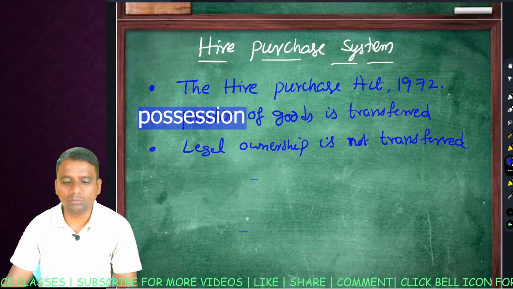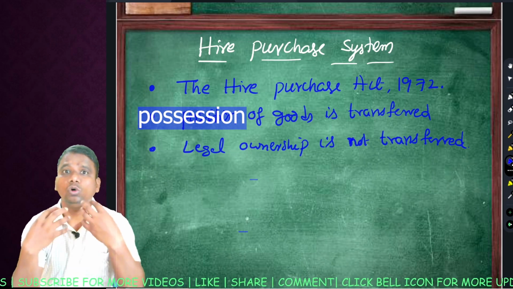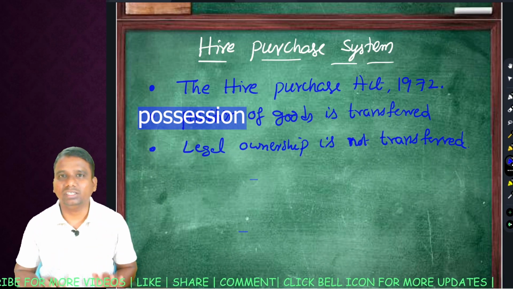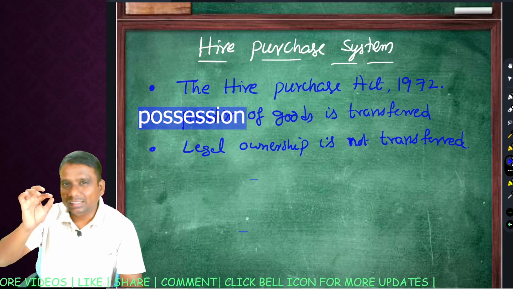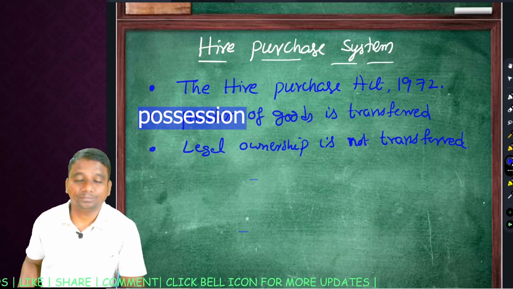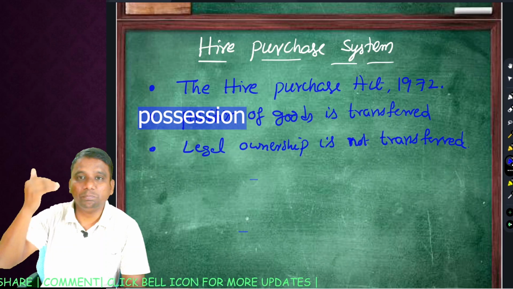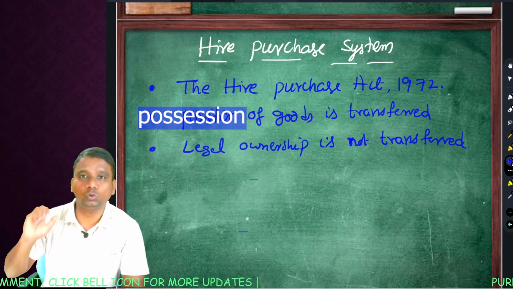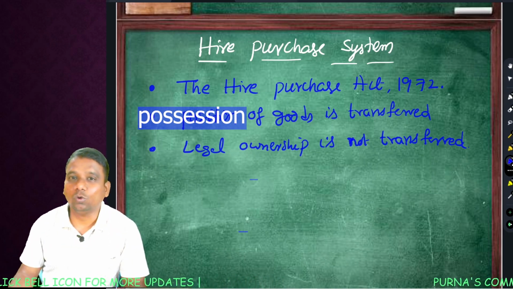But under this hire purchase system, what happens? I am transferring the possession and I am allowing you to use the product also. But I am not transferring the legal ownership to you. Understood? When the legal ownership is not transferred, at any point of time, till you repay the last installment, I can repossess the goods. If you fail to pay any installments, I have the right to repossess the goods. Why? I am not transferring the legal ownership to you.